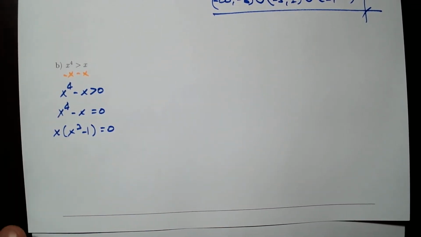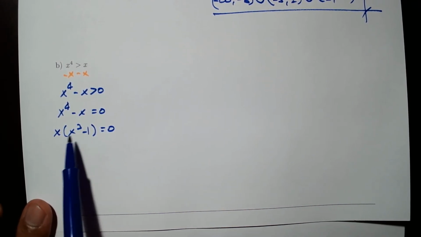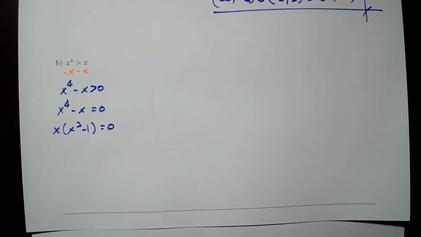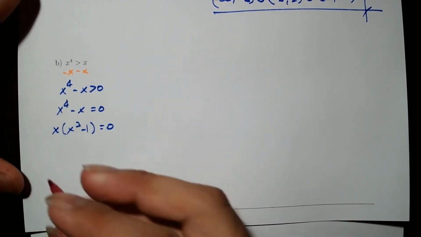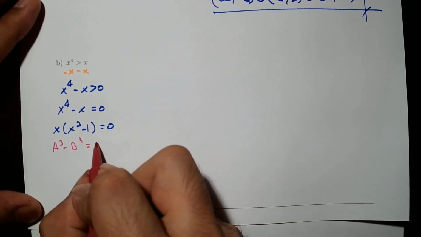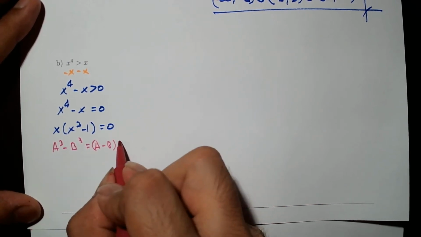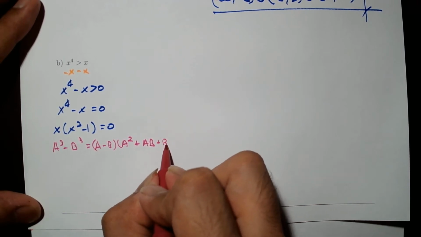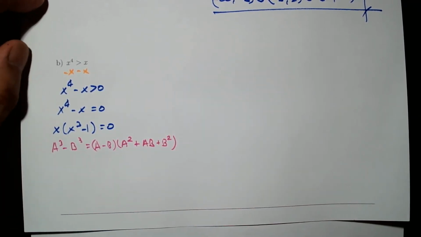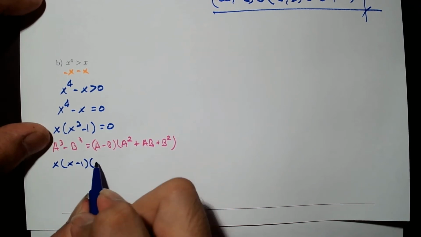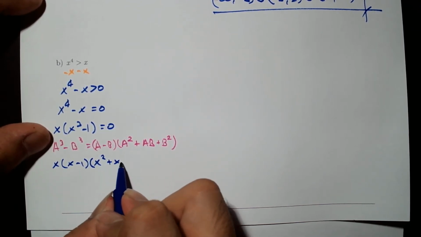We are apparently done, except for we still need to simplify this difference of cubes. By the formula of the difference of cubes, keep in mind that when you have a cubed minus b cubed, it is a minus b times a squared plus ab plus b squared. That's the formula to factor the difference of cubes. So we're going to get x times x minus 1 times x squared plus x plus 1.